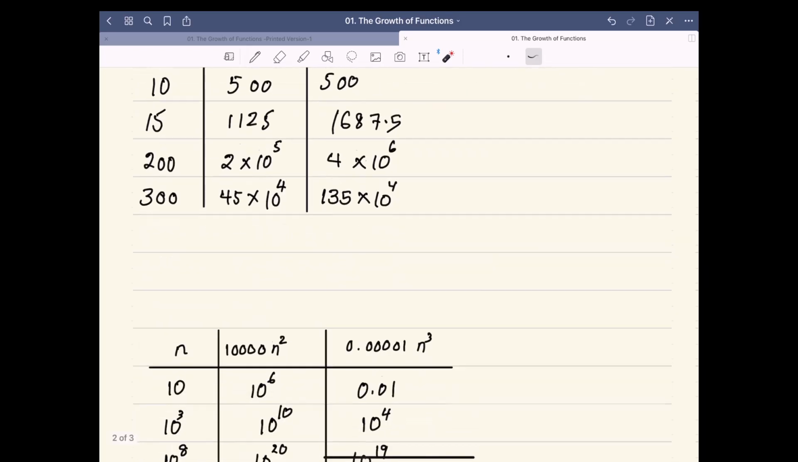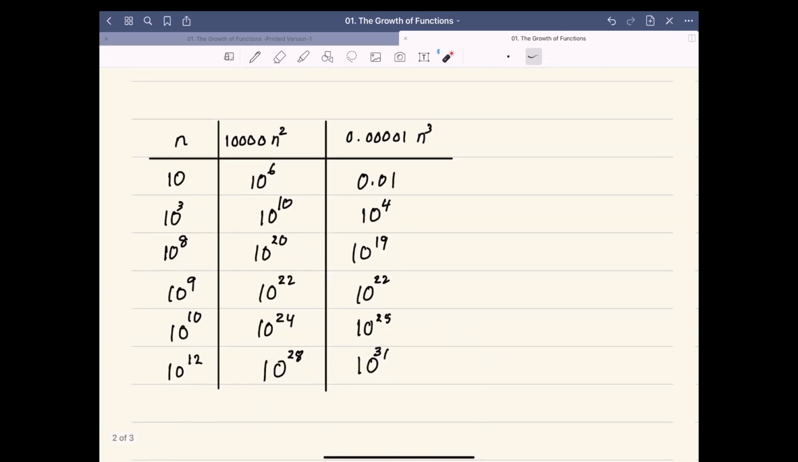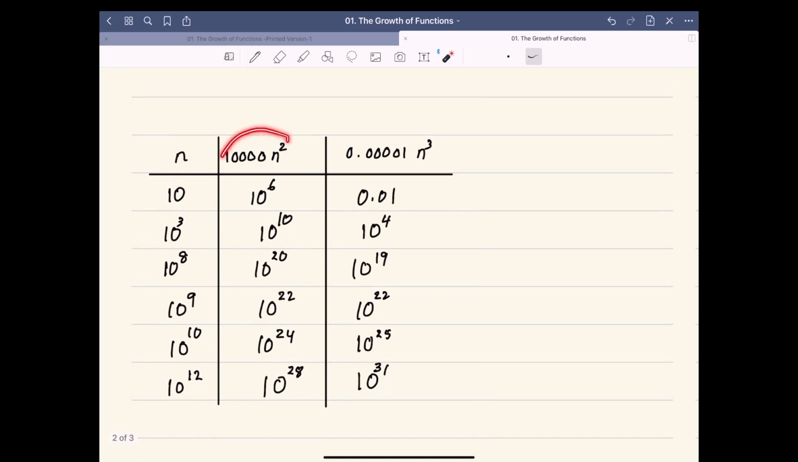Here is our new table now. This is the first function. Instead of 5, it is now multiplied by 10,000. And this is the second function. Instead of being multiplied by half, it is now multiplied by 10 raised to power minus 5, which is a very small value. By again substituting some values of n, as if these two functions are in a race, we would like to know which function beats the other one.